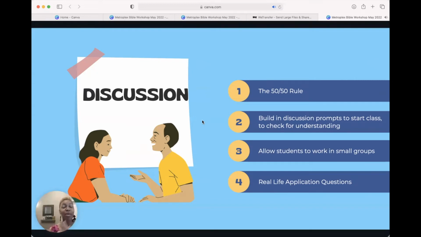All right, and so you're building in discussion prompts potentially to start class or to check for understanding. So there's several different ways to build in discussion. A lot of times, again, those teachers' guides give you a way to build in discussion and get feedback, but a really helpful way, particularly for high school to adult, even middle school, is to start with the discussion prompt. And on the next slide, we'll give some examples.